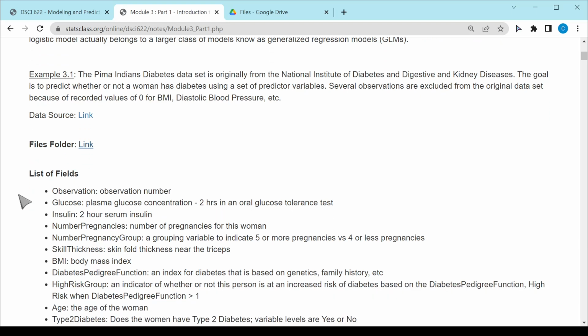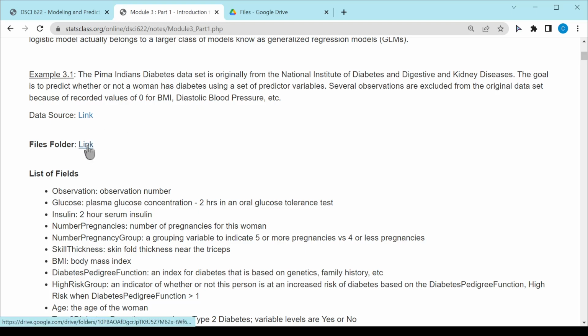The example that we are going to use here is from the National Institute of Diabetes and Digestive and Kidney Diseases. It is a data set on, is it Pima Indians? So it's called the Pima Indians Diabetes Data Set. This data set is widely available on the internet. I did notice that many of the observations had a BMI value of 0 or a systolic or diastolic blood pressure value of 0, so I removed some of those observations from the data set.